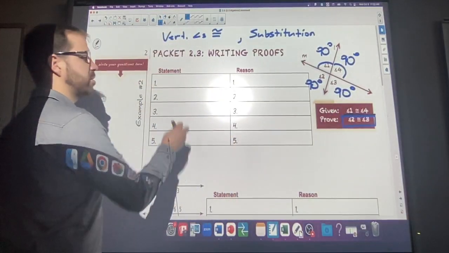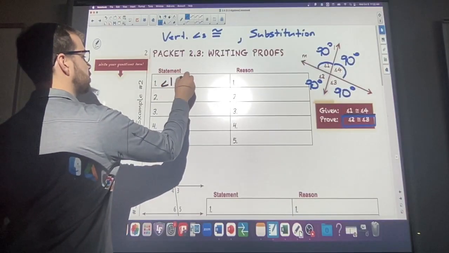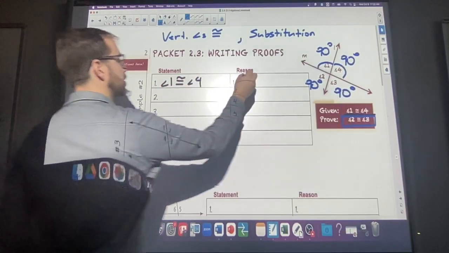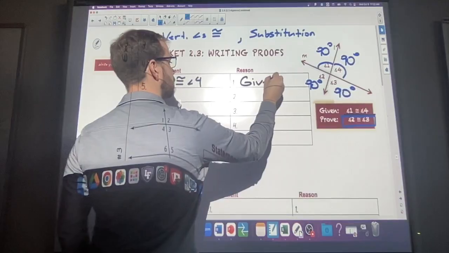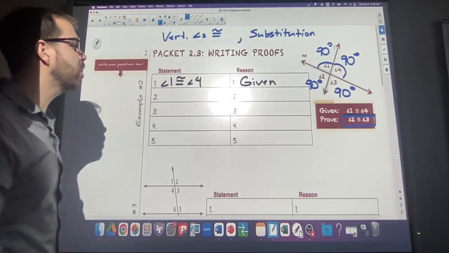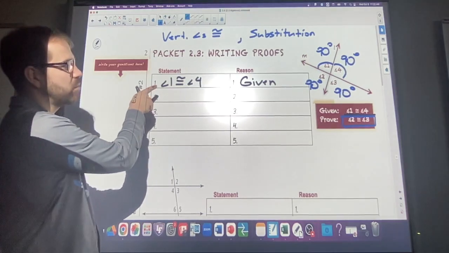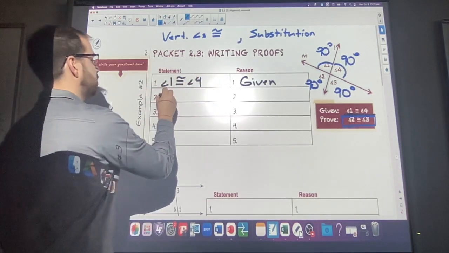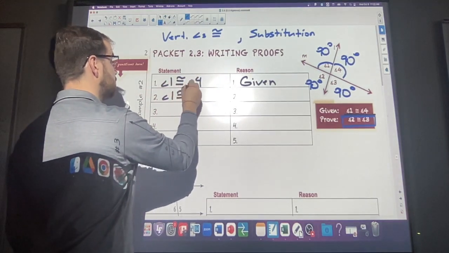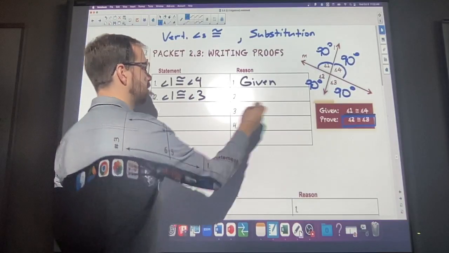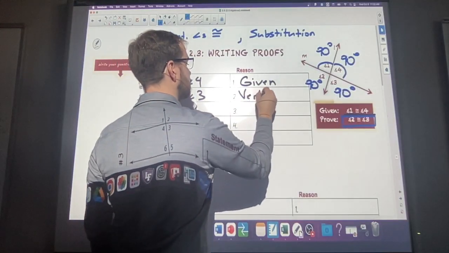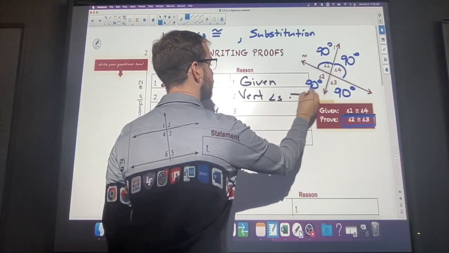All right, so let's start with our given. So angle 1 is congruent to angle 4. That's our given. Then from there, we want to name our vertical angles. So 1's vertical angle is what? It's across, it's 3. So we'd say angle 1 is congruent to angle 3. And the reason why is that vertical angles are congruent.